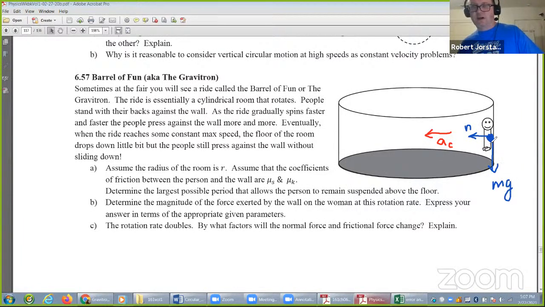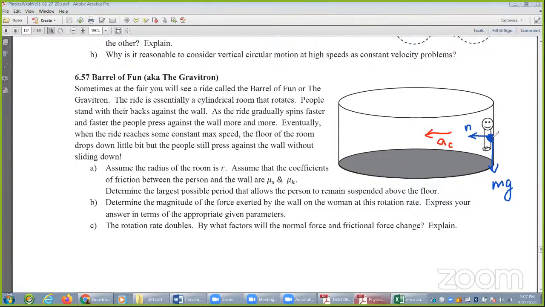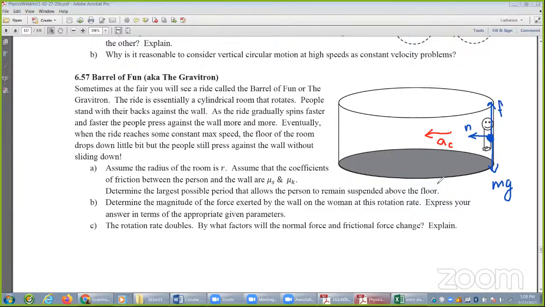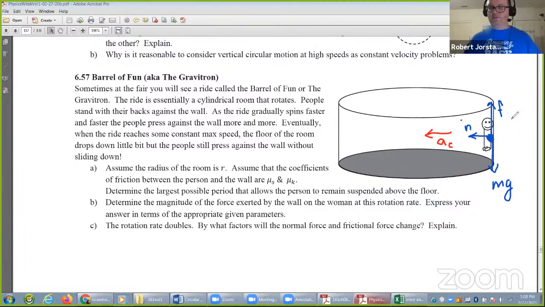What's holding the person up when the floor drops? Normal force? Nope. What's usually at right angles to the normal force? Friction. Friction holds it up. Now think about that. As long as normal force and friction are at right angles, we usually say, okay, that looks pretty normal. So this is very weird.